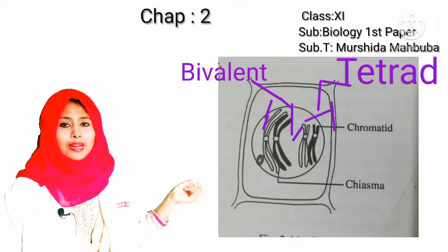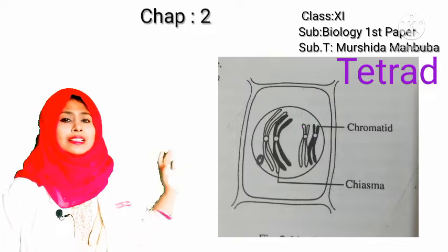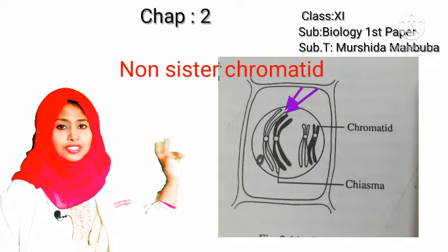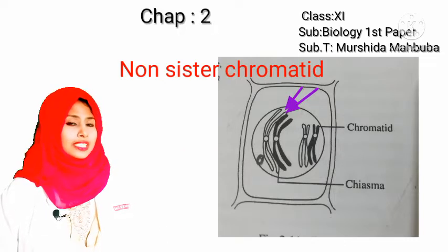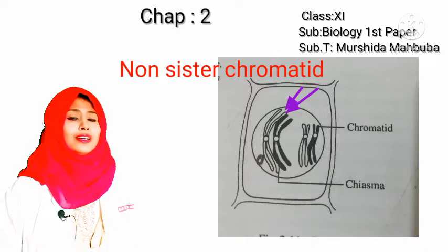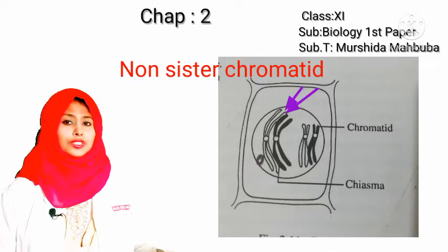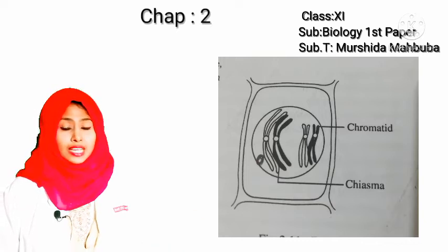The 2 chromatids of the same chromosome are known as sister chromatids, and the 2 chromatids of different chromosomes are known as non-sister chromatids. My dear students, all are knowledge-based questions. What is sister chromatid? What is non-sister chromatid? What is bivalent? What is synapsis?